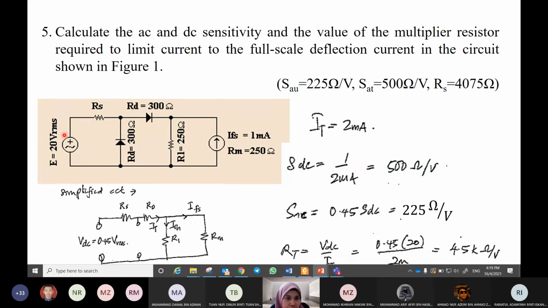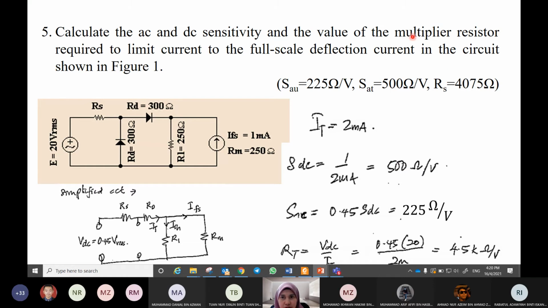Okay, this is the AC signal. SAC is equal to 0.45 SDC because of half-wave rectifier. When we look at this figure, this is a half-wave rectifier because we have only one diode. Full wave rectifier has 4 diodes. So 0.45 SDC. SDC is 500, so SAC is equal to 225 ohm per volt.